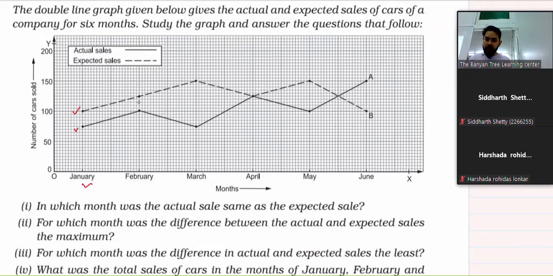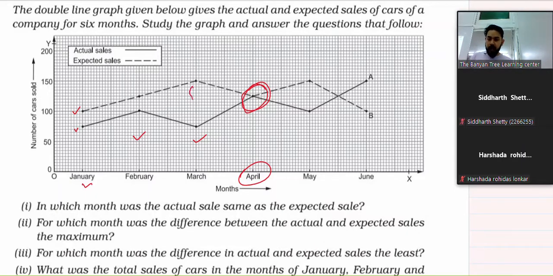If you see, the same trend is continuing in February and March also, but in April the expected and the actual sales coincided, they were equal. How many cars were sold in April? Between 100 and 150. How much? 125. And what was the expected sale? 125. So in which month was the actual sale same as expected sale? April. For which month was the difference between actual and expected sale the maximum?